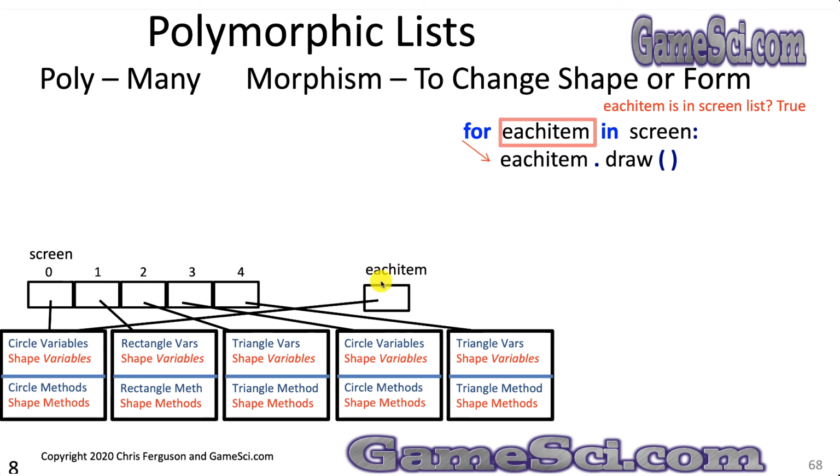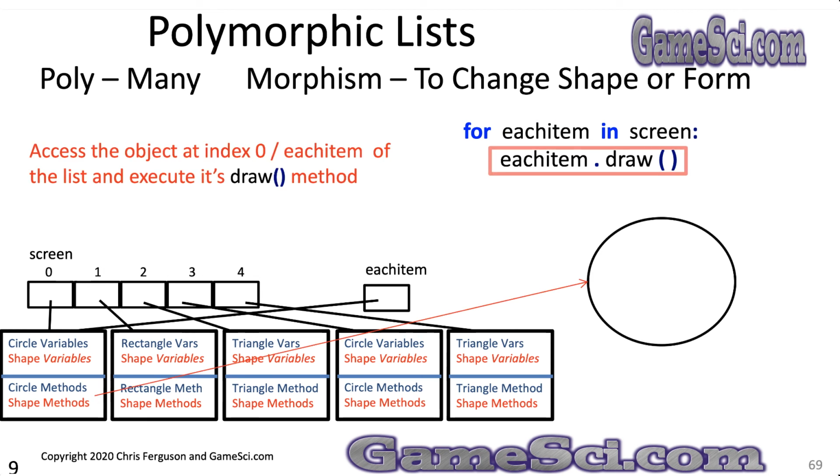The first time through, I'm going to set each item to the first element in the list, or slot 0 of my list. Each item is definitely part of the list, so this will return a true statement, and I'll go inside and execute the code inside the loop. At the time this executes, each item is pointing to slot 0 of my list. Access the object at index 0, or each item of the list, and execute its draw method. So I'll go to each item, the dot says go inside the object, run the draw method, and it draws a circle on the screen.